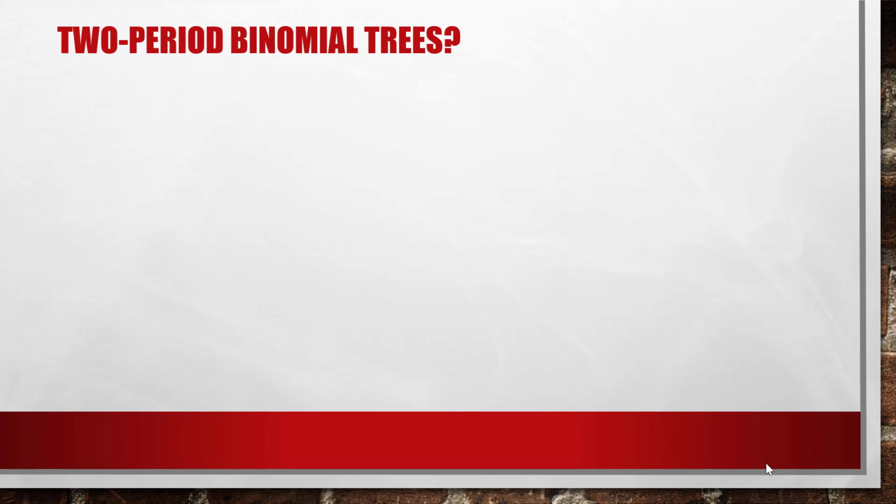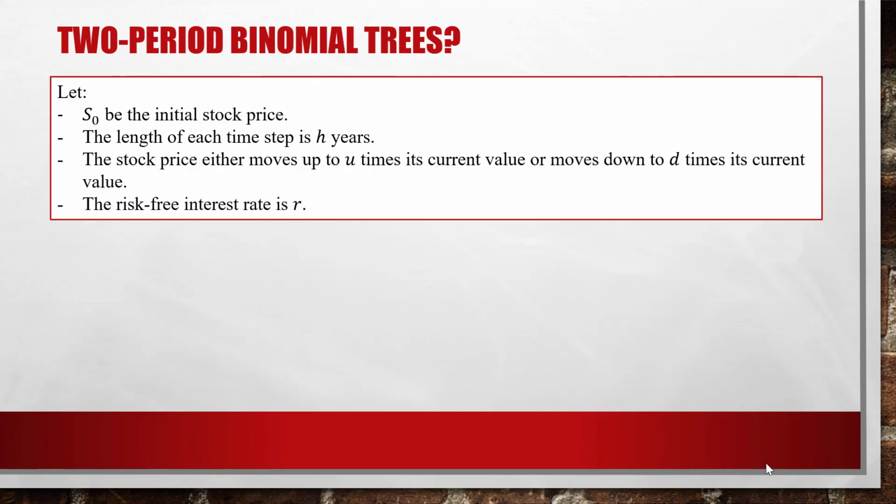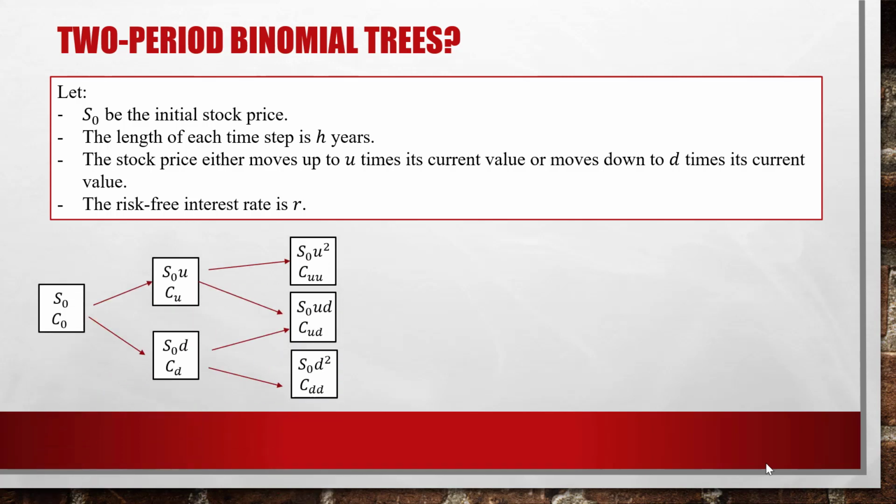First, let's consider the two-period binomial tree. Remember in the last video we talked about the one-period binomial tree with no dividend. Today we are going to talk about the two-period binomial trees with no dividends. So let's say S0 is the initial stock price. The length of each time step is h years. The stock price either moves up to u times its current value or moves down to d times its current value. The risk-free interest rate is r.